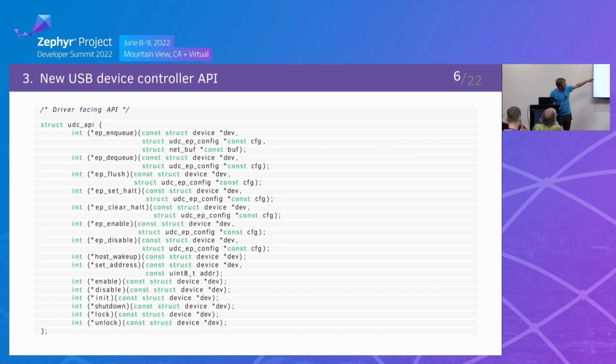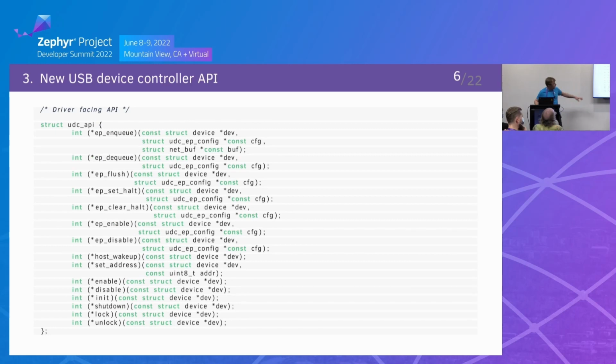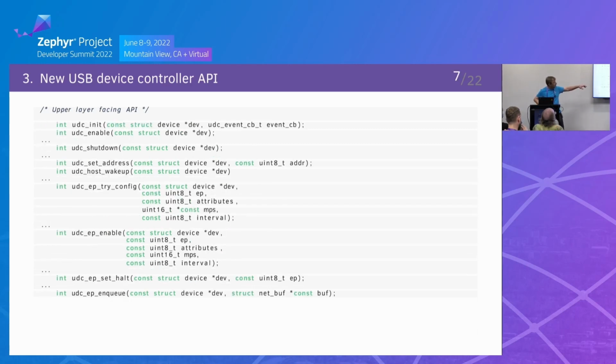We don't. So you can see there's a UDC API config structure, for example. The difference is in the upper layer facing API, it doesn't use it. This config function is internal to the UDC layer, so the upper layer here doesn't use it. It just always passes the endpoint address to the common layer and doesn't care about it. So it's a kind of simplification for the stack to handle this API.